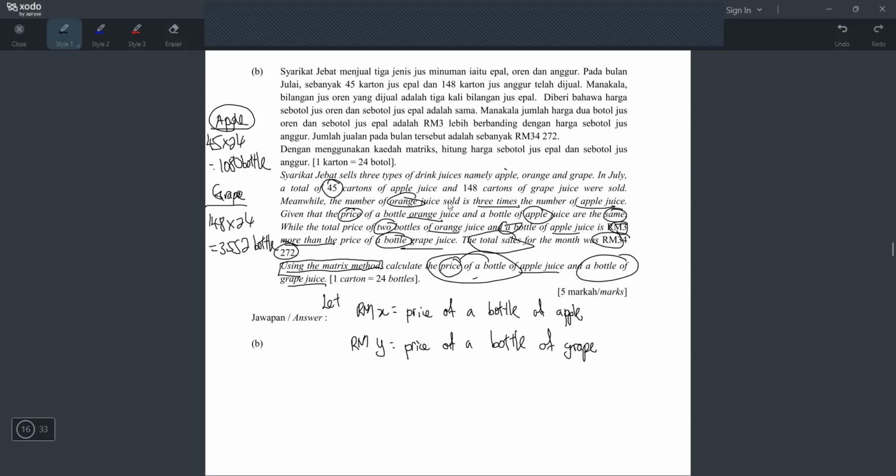Meanwhile, the number of orange juice sold is 3 times the number of apple juice. You see, some students will straight away think, wait, number of orange juice, I don't know, but 3 times the number of apple juice. Okay, but I know the number of apple juice is 1080, right? So I can find the number of bottles of orange juice. I just take 1080, which is the number of apple, and times 3. Let's see what I get. 1080 times 3 is 3240.